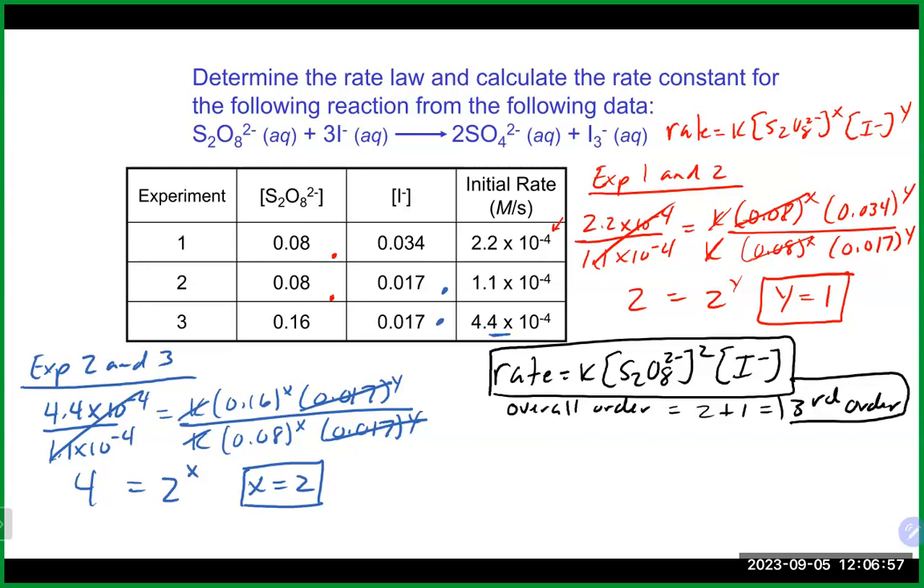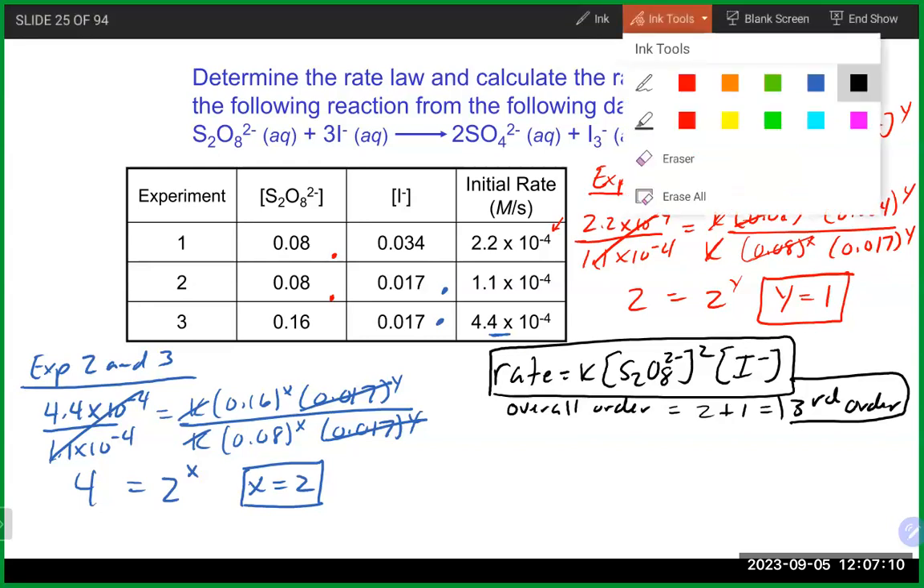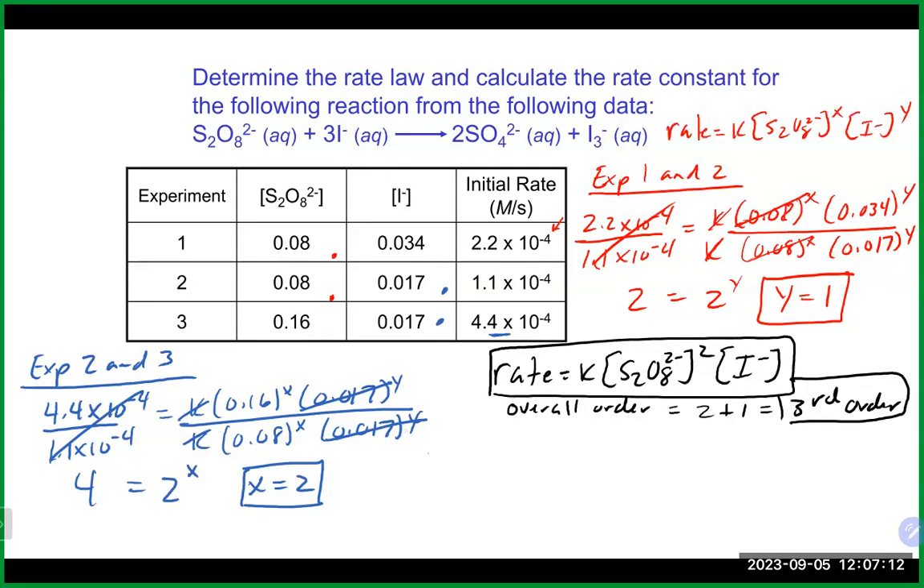Any questions so far on that? All right, so now that we have the orders, we have the completed rate law, we can rearrange our rate law to solve for K. In this case, K would equal our rate divided by our S2O8 2-, and we need to square it because of what we found there, times I minus.